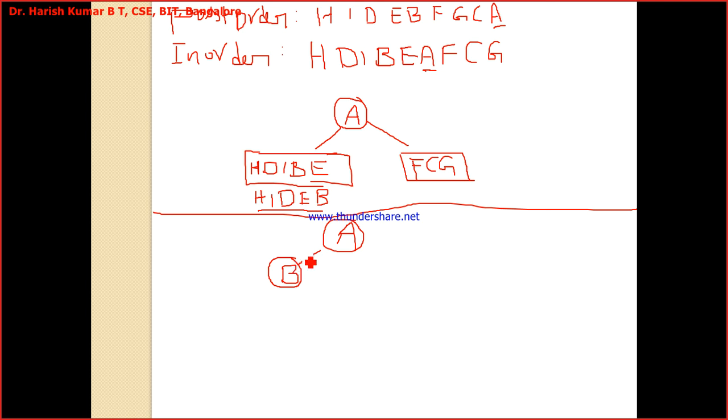Okay. Let me finish with the left subtree first, and then we will focus on the right subtree. Now B I have found. B is the left child of A. Now if I look into the in order traversal, what is there towards the left side of B? H D I. Okay. So H D I will form a left subtree for B.